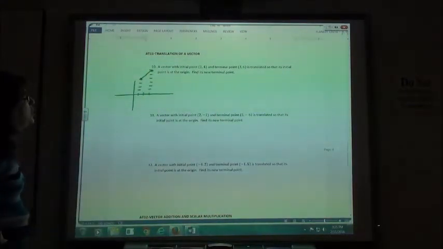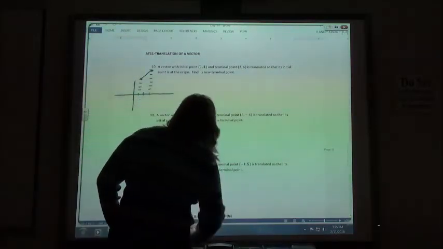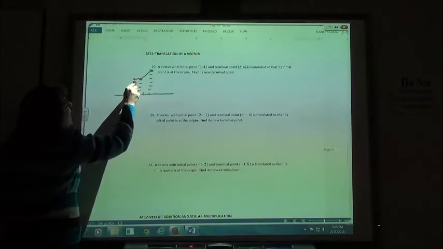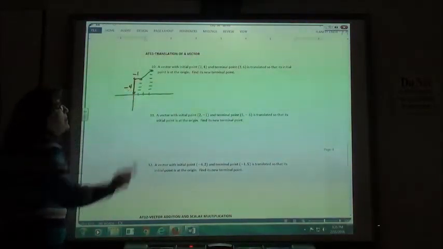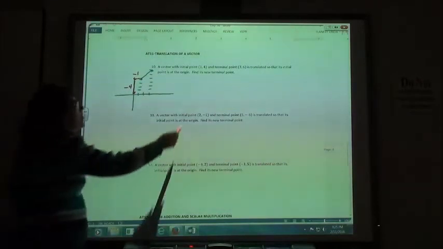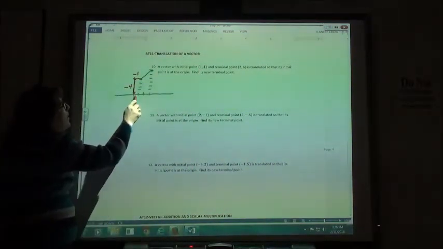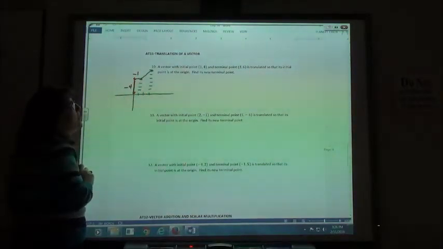Now what they want you to do is translate it so the initial point is at the origin. So if my initial point is going to go to the origin, I'm going to move it back 1 and down 4. Right? So it's just really the opposite of what these values are here, because if I was at 1, 4, I'd have to go back 1 and down 4 to get back to the origin.